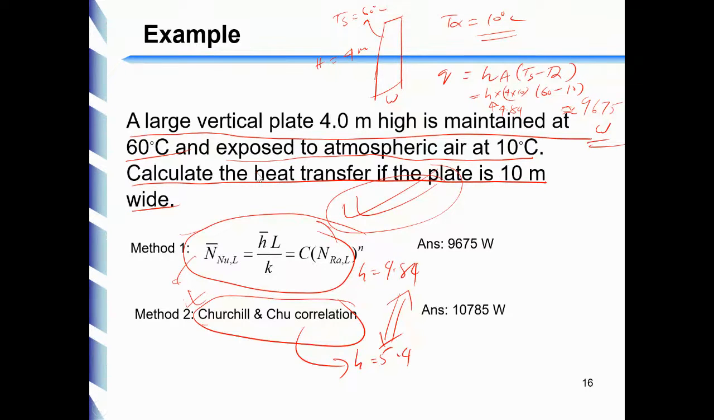And doctor, for beta, we will always assume ideal gas, so it will be 1 over Tf? Yes. So always you can say 1 by Tf.